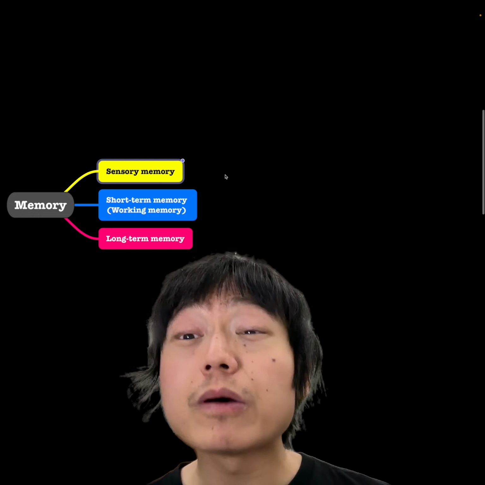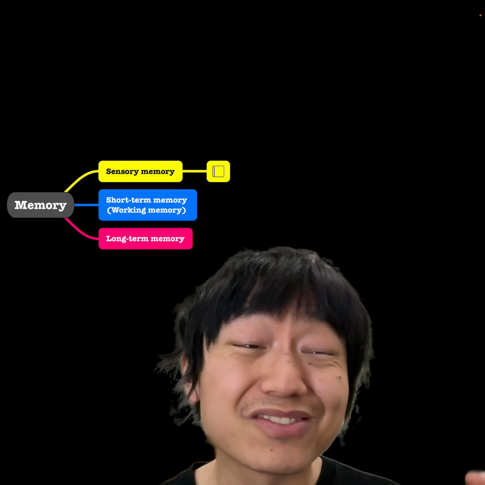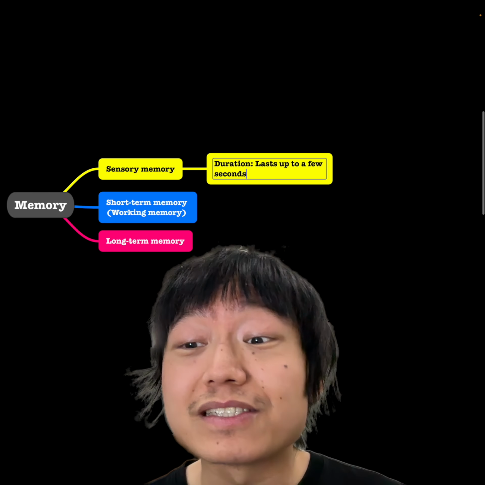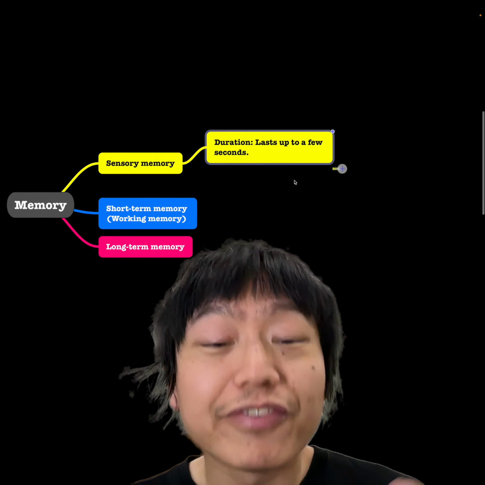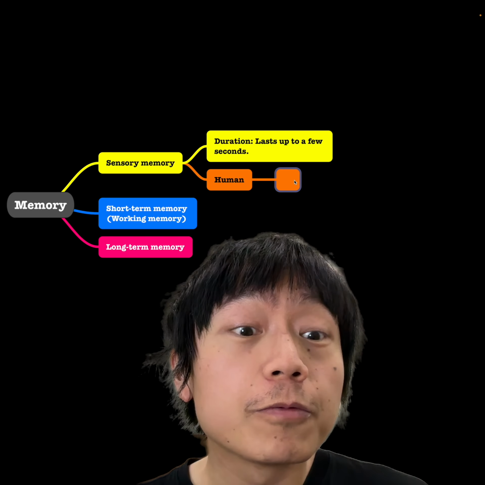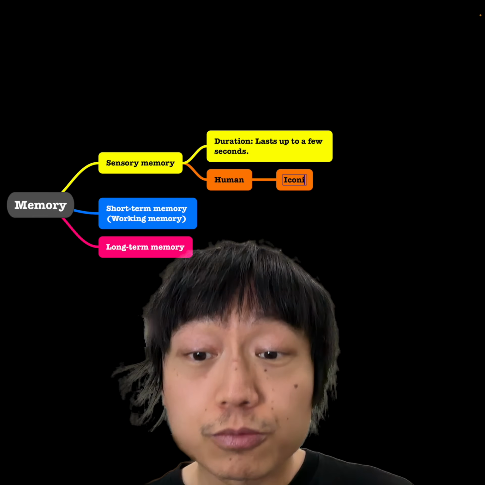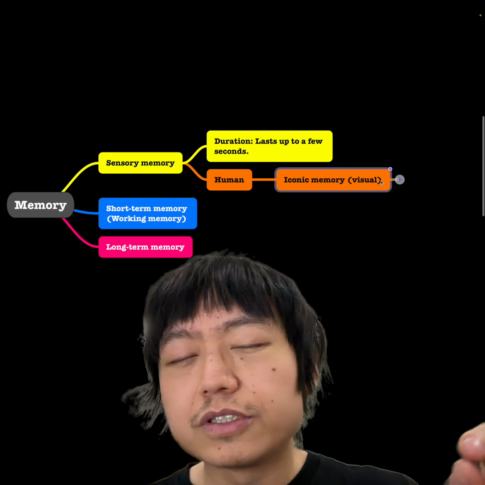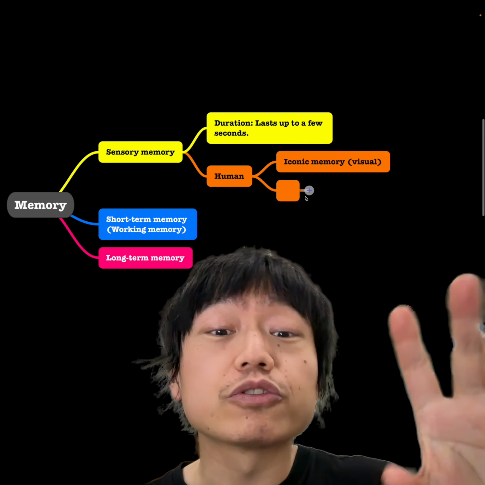First, I want to talk about sensory memory, which is the immediate initial recording of sensory information in the memory system. It acts as a buffer for stimuli received through the 5 senses, and its duration lasts up to a few seconds. There are different types of sensory memory. Iconic memory is visual, like the fleeting image you see when a camera flash goes off.